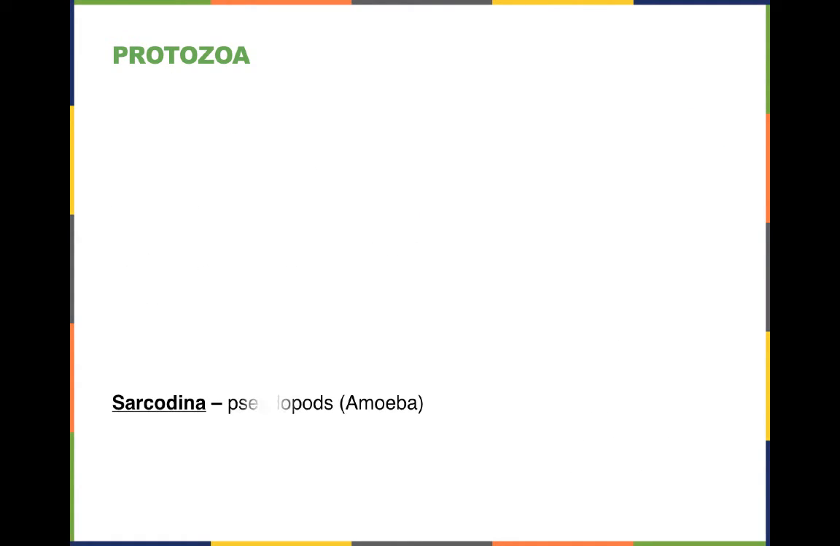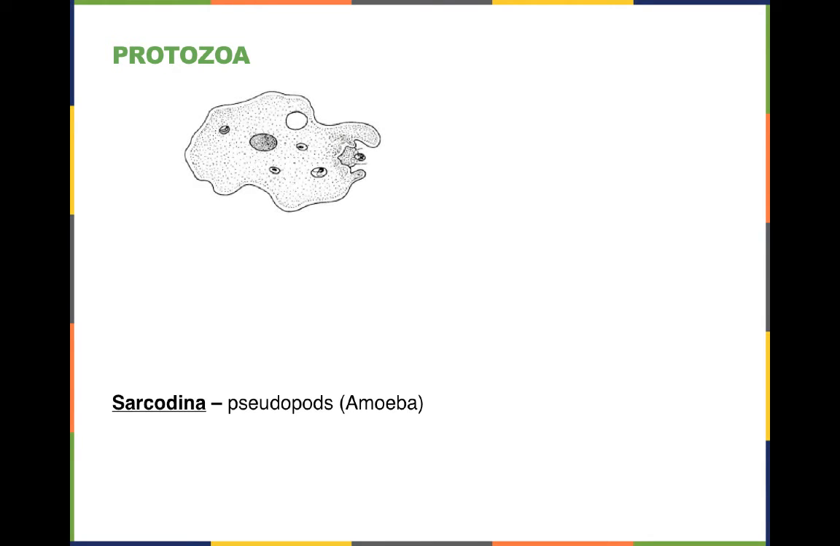Now, when we talk about protozoa, we talk about differences in motility. And that is one of the ways in which the protozoa are divided up. And the first of these is called Sarcodina. And this is what we know as the amoeba. And they move by means of pseudopods, or false feet. And here's an example of an amoeba. I'm sure you've seen this in books in the past.